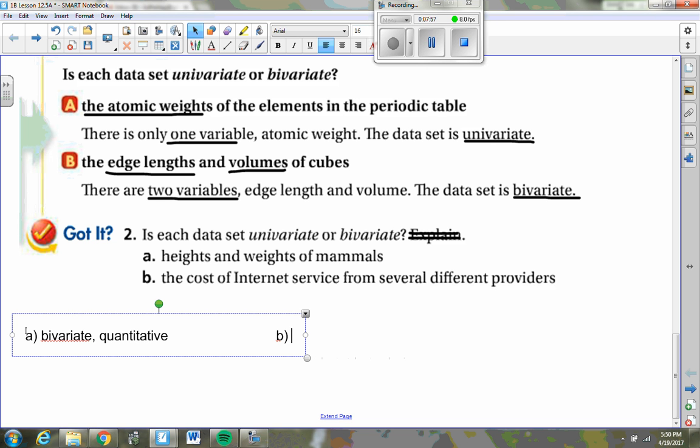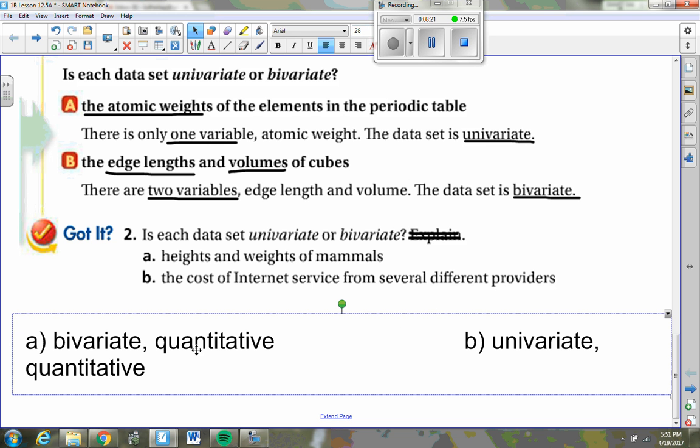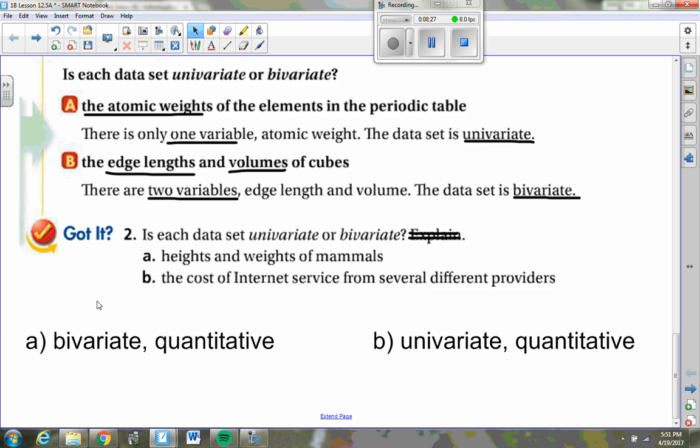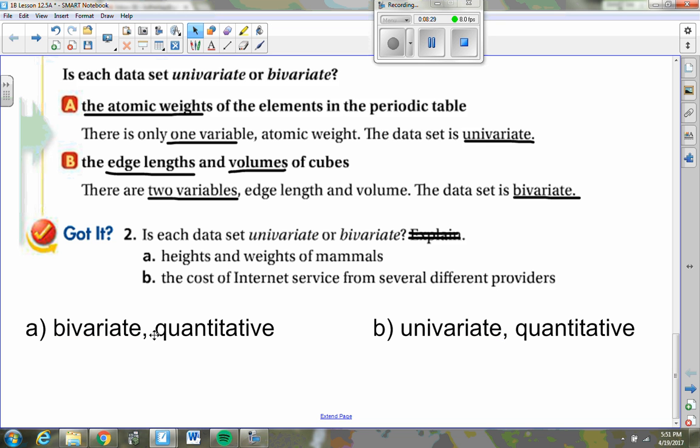All right, letter B says the cost of internet service from several different providers. So you look at each provider, you look at the cost of their internet service. Well, they're only looking at one variable here, so that's when we talk about univariate data. And again, when we talk about cost of something, that is always quantitative, because cost is something that you can manipulate. You can average cost, you can add costs together, subtract, all those kinds of things. So letter A is bivariate and quantitative, letter B is univariate and quantitative as well.